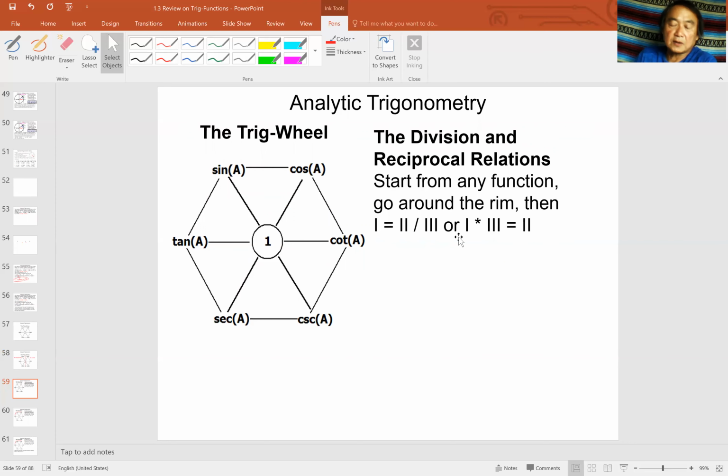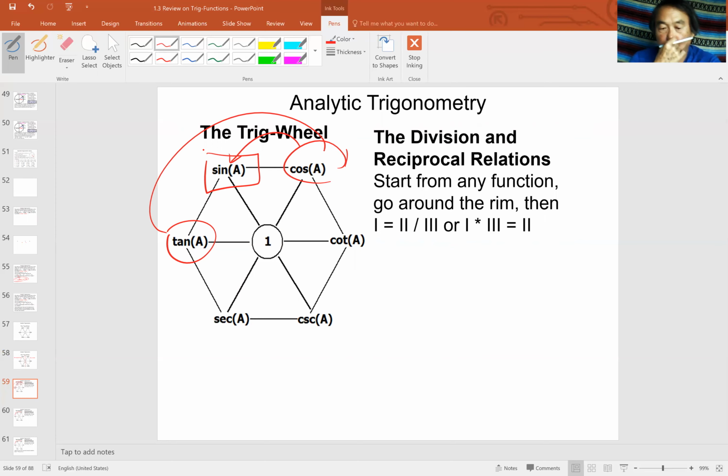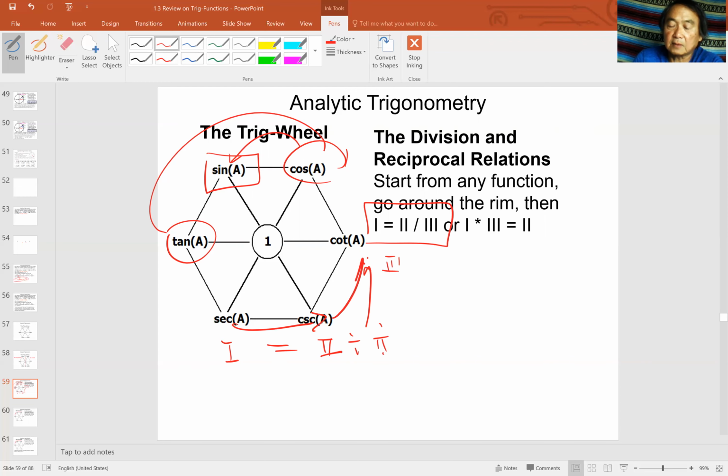The first batch of rules using these trig wheels are the division and multiplication rules. The multiplication rule says the two outside ones multiplied give you the one in the middle. The division rule says if I take 3 steps, 1, 2, 3, with no turning a corner, I can go straight.